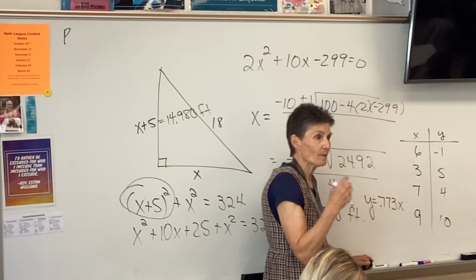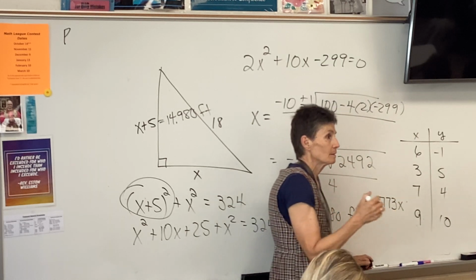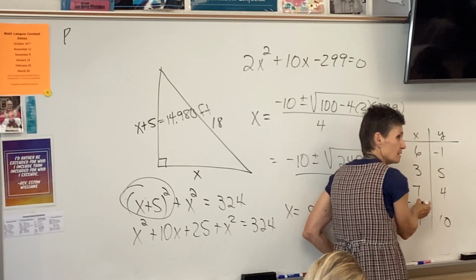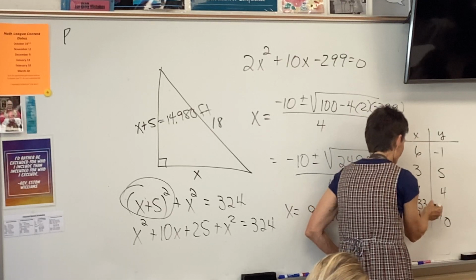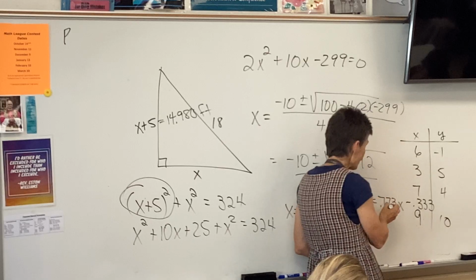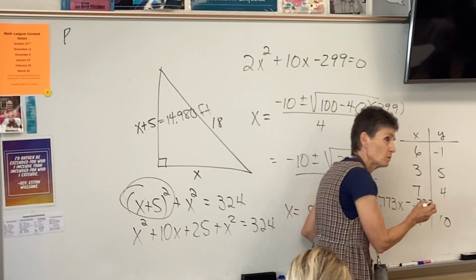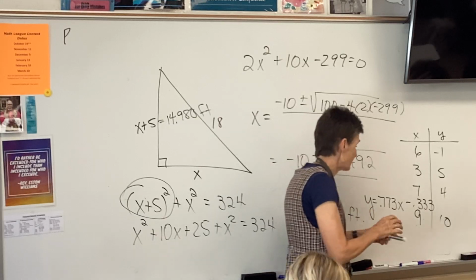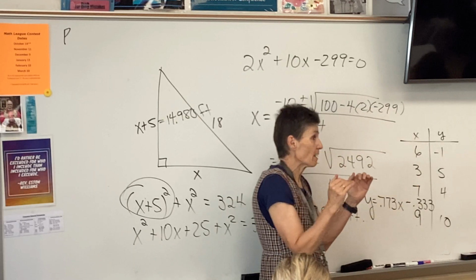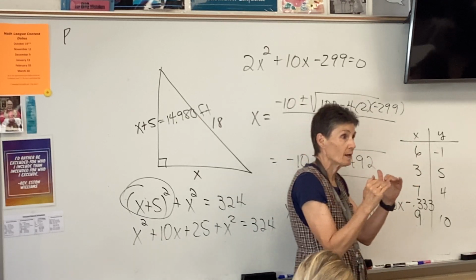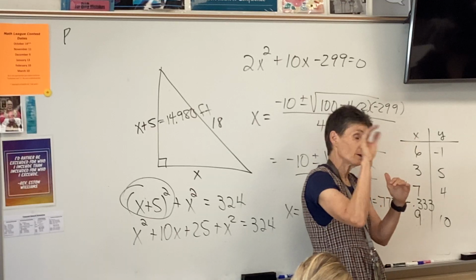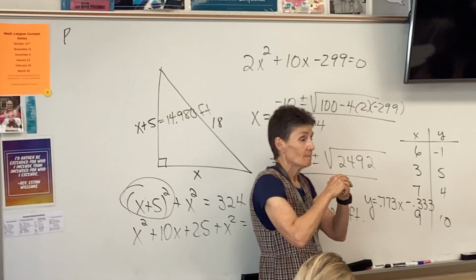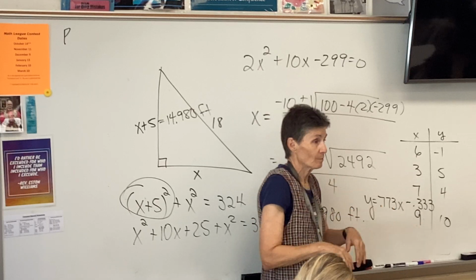Guys, it's right there, right in front of you. Negative point... So 0.773x minus 0.333. Perfect. And if you had to graph it, you store that regression equation as y1. So then, as soon as you hit graph, it's going to graph y1 for you.